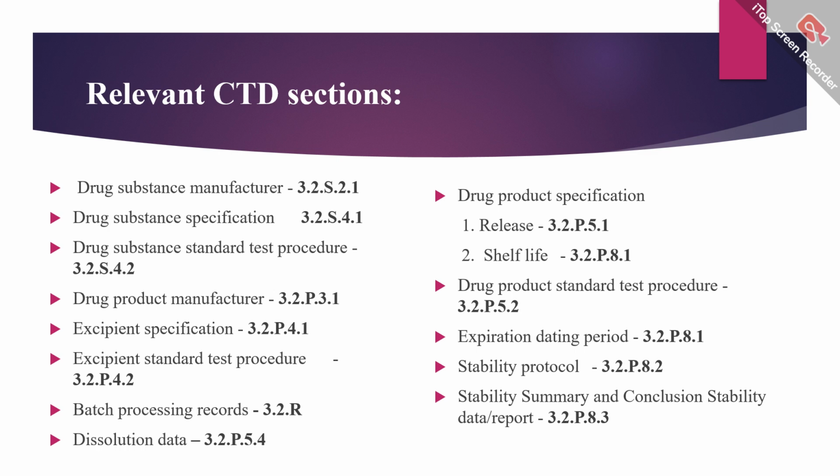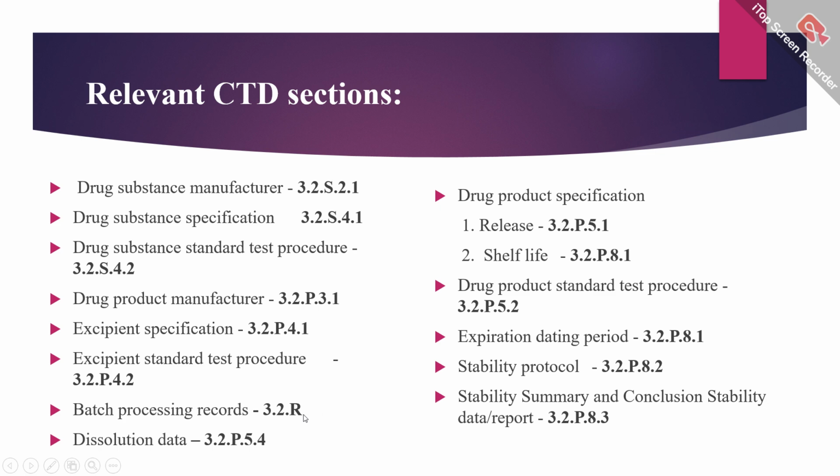Next, relevant CTD sections. Here, whatever eCTD sections we submit: drug substance manufacture 3.2.S.2.1, drug substance specification 3.2.S.4.1, drug substance standard test procedure 3.2.S.4.2, drug product manufacture 3.2.P.3.1, excipient specification 3.2.P.4.1, and excipient standard test procedure 3.2.P.4.2. Here, only in-house excipients will be submitted. For excipients following a US monograph, USP or USNF, the United States Pharmacopoeia or National Formulary, we don't need to submit them in the submission.